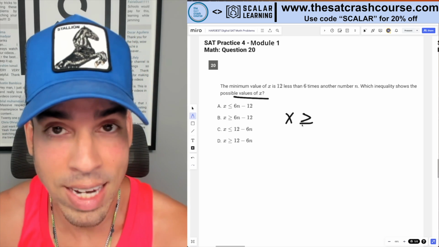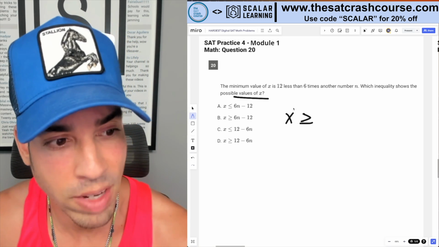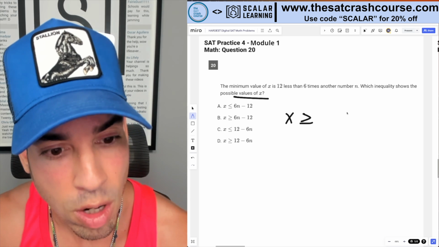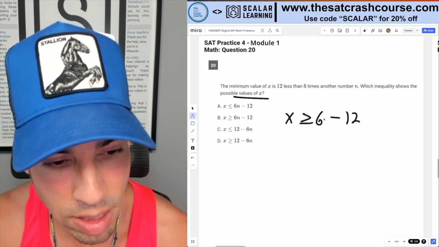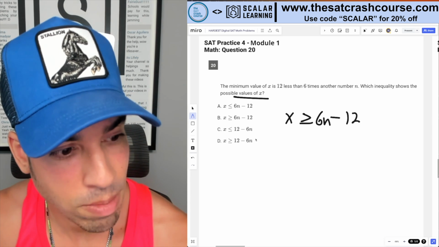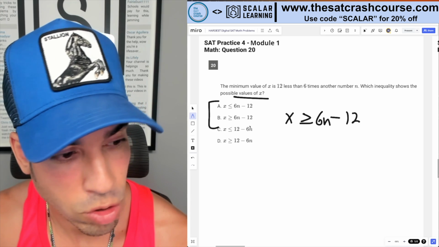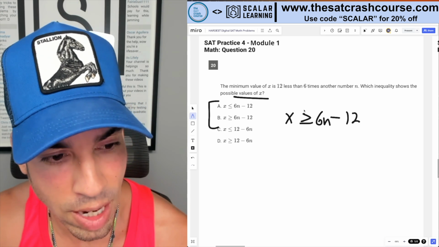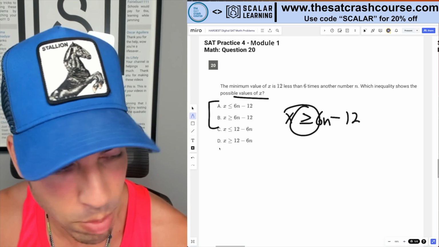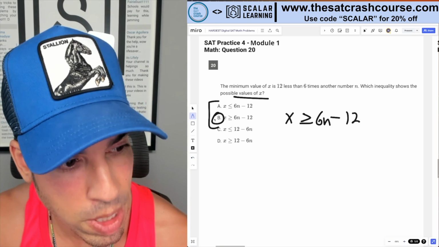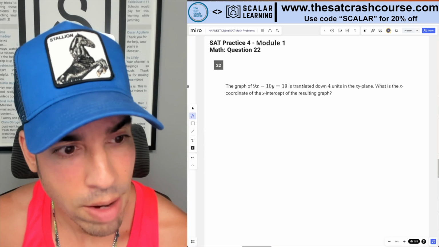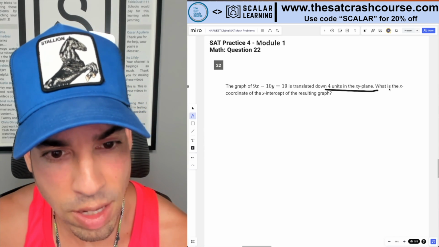It's x can be anything bigger than or equal to the minimum value. So x is greater than or equal to 6n minus 12, and we have 6n minus 12 here and here. So the question is, which one is the correct answer? And again, recognizing that that minimum implies it should be greater than or equal to, we know that B is the winner. Done.